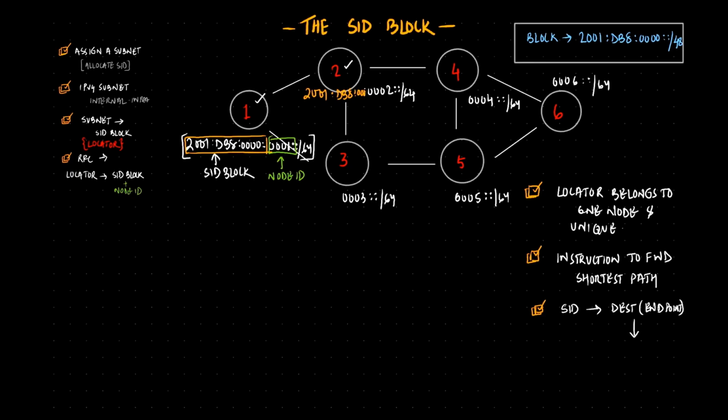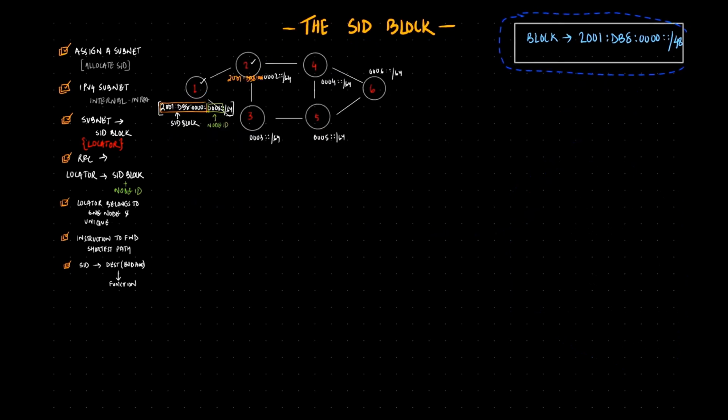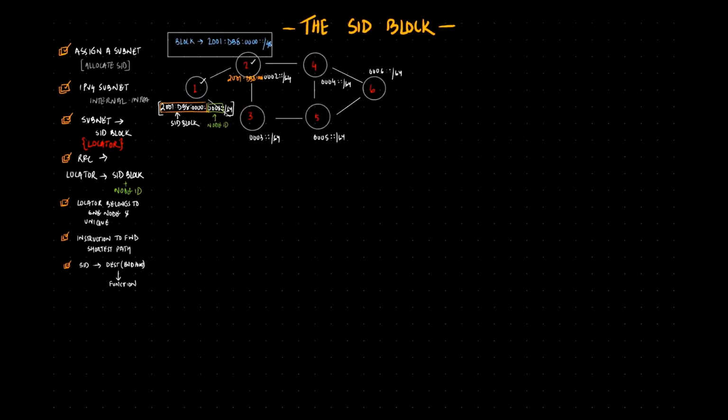Then there is the SID function. When the packet reaches the endpoint, it will see the next part, the function, and the function tells us what needs to be performed. So this is what the SID block is, and from the SID block we'll have a locator with a node ID.